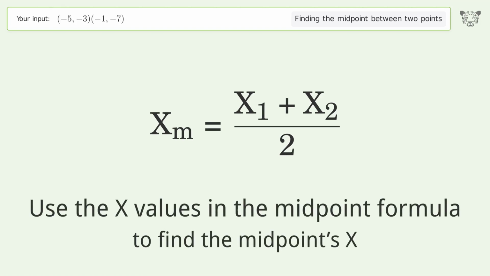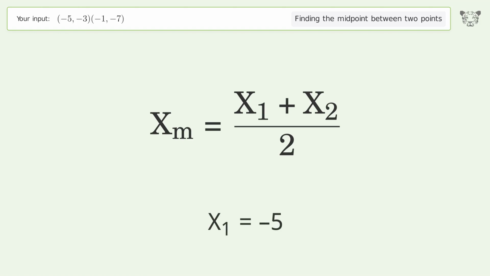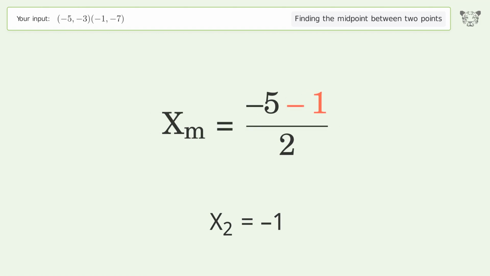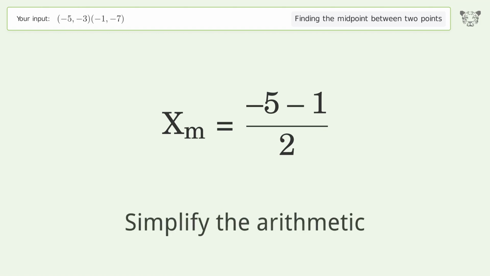Use the x values in the midpoint formula to find the midpoint's x. x1 equals -5. x2 equals -1. Simplify the arithmetic.